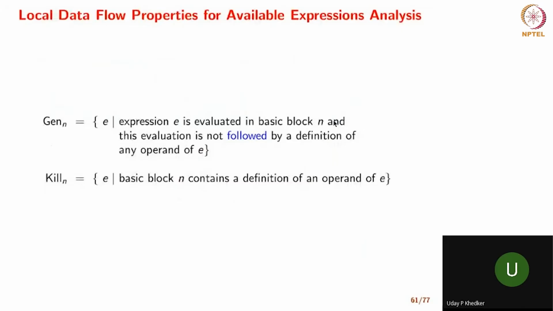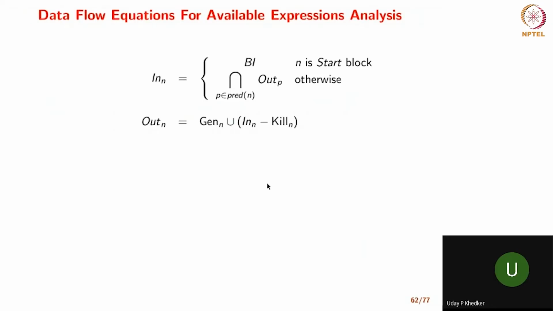Once again, we define gen and kill. The set gen contains expressions E such that they are evaluated in basic block N, and this evaluation is not followed by a definition of any operand of E. In live variables analysis, we talked about being preceded. And kill is the set of all those expressions whose operands are defined within the basic block. And we get a similar set of equations. They're not the same, but they're similar.